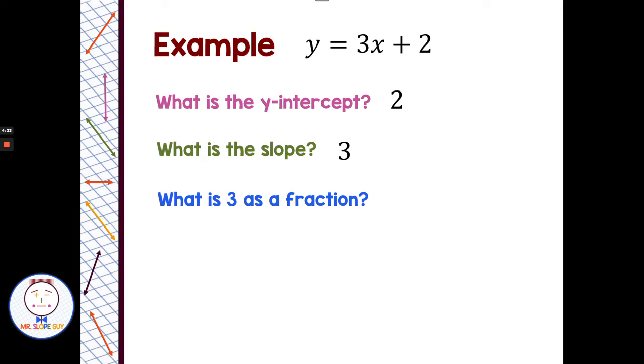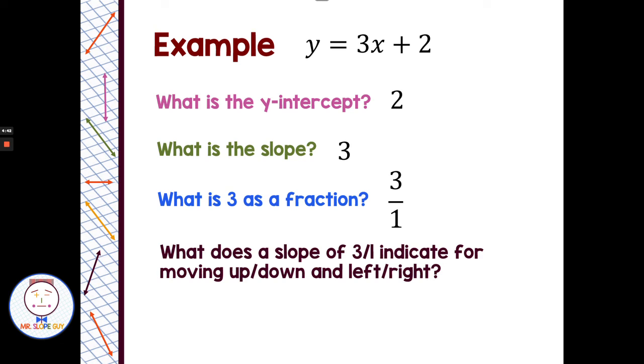And what is 3 as a fraction? Well, I can turn any number into a fraction by just putting a 1 under it. So I could do 3 over 1. And what would 3 over 1 mean for up, down, left, right? Well, positive 3 over positive 1. If the top number is positive, that means up. So we're talking about up 3. And the bottom number is positive, so we're talking about right 1. So a slope of 3, or 3 over 1, would indicate up 3 and right 1.